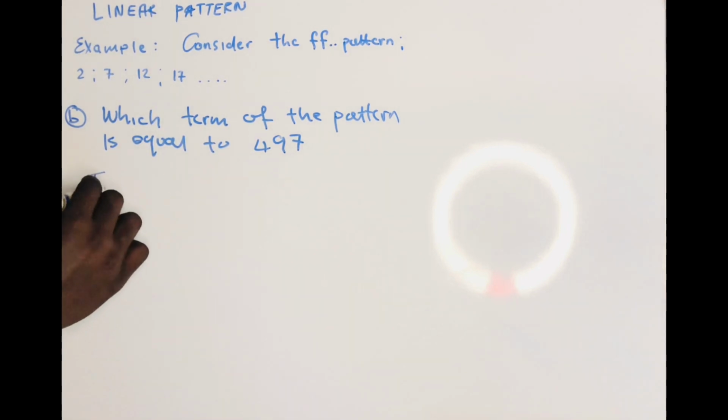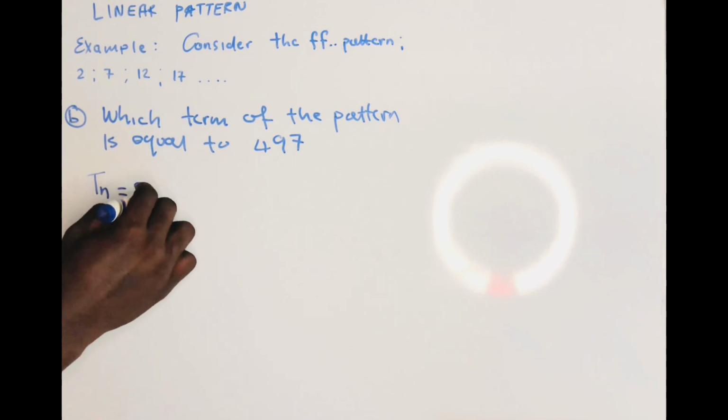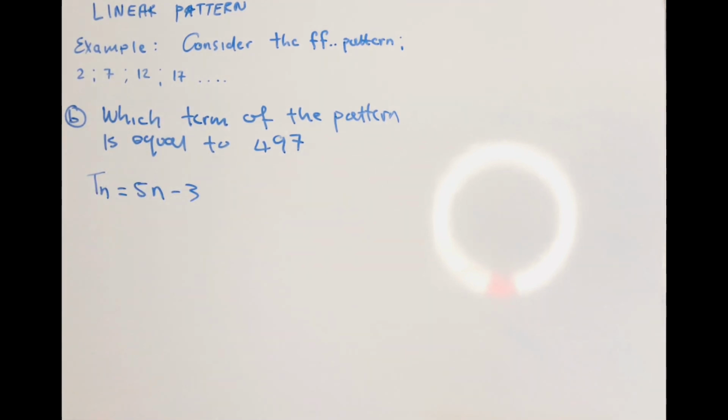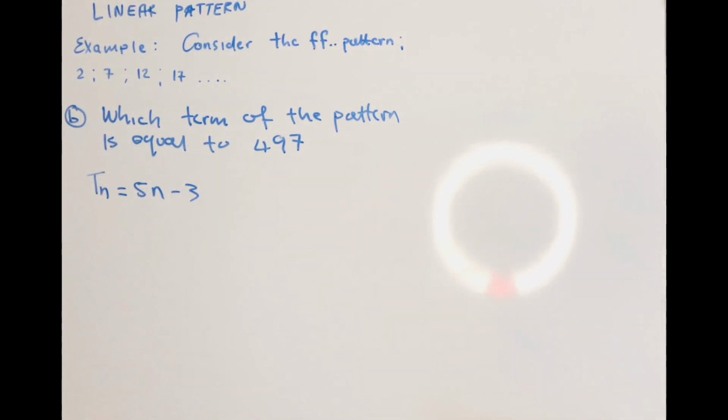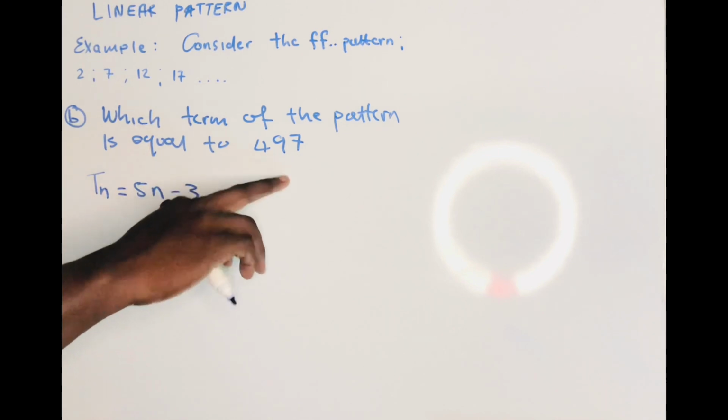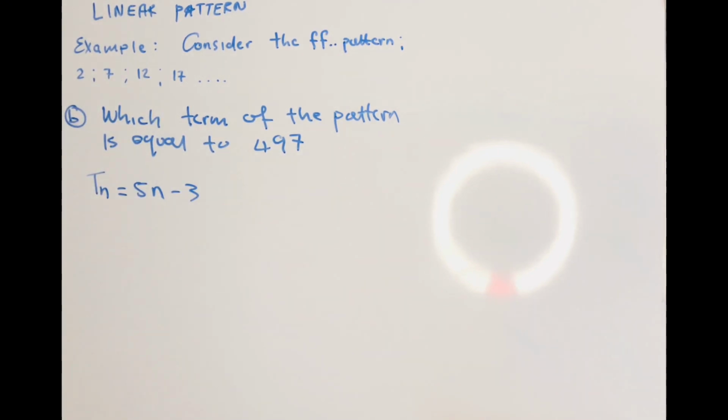And then our general term was 5n minus 3. Tn is 5n minus 3. So we know the position is represented by n. So now let's take this and put it here and solve for n. Always when they say which term is equal to 497 or equal to a certain number, you just take that number and equate it to the general term.